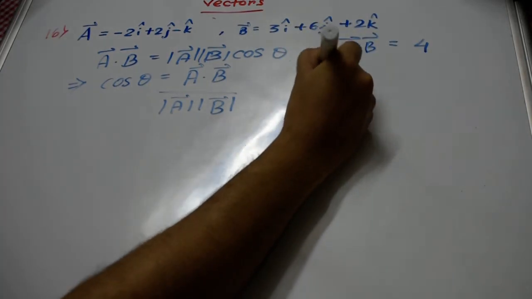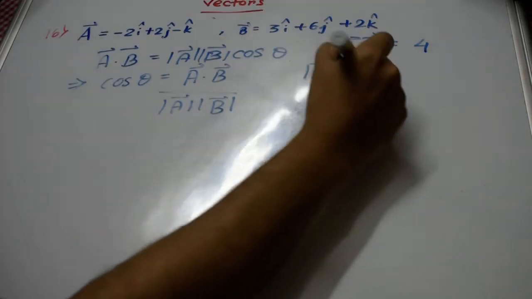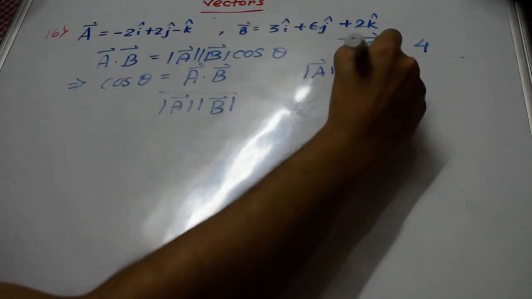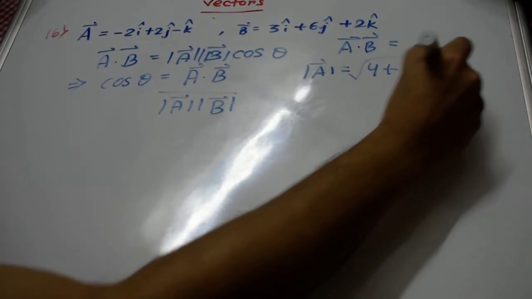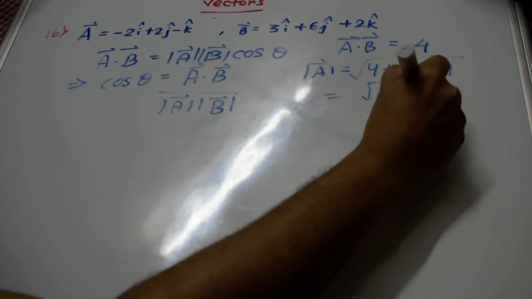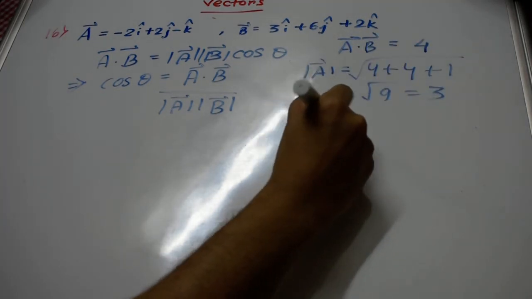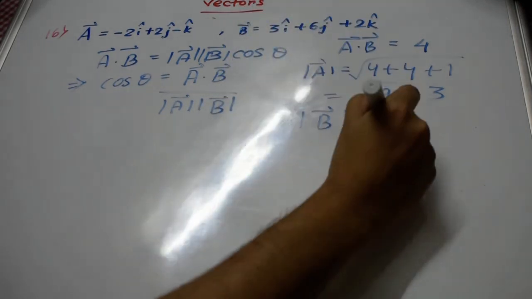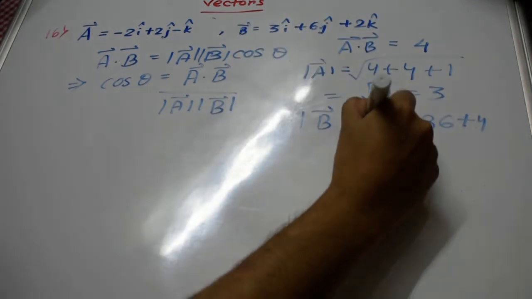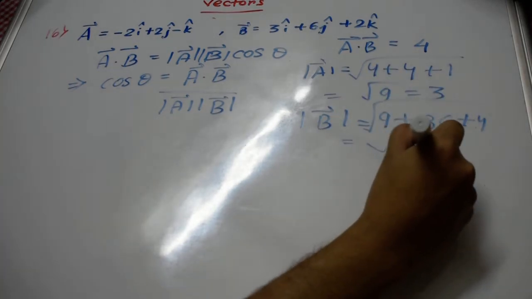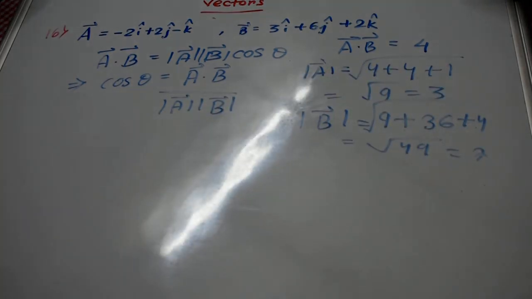And what is the magnitude of A? Like previous, it is root over of minus 2 squared, that's 4, 2 squared, that's again 4, and minus 1 squared, that's 1. So this is root over of 9, so magnitude is 3. And similarly, magnitude of B is 3 squared, that's 9, 6 squared, that's 36, and 2 squared, 4 under root, so that's root over of 49, which is 7. So I have the two magnitudes.